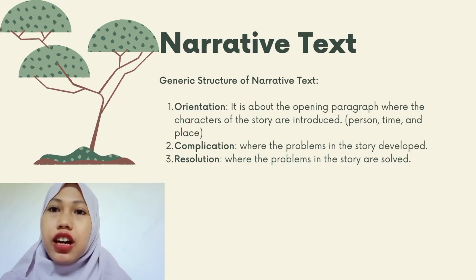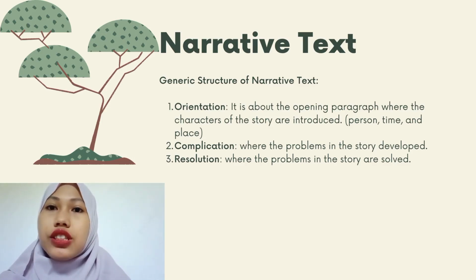Generic structure of narrative text. First is orientation. It is the opening paragraph where the characters of the story are introduced, like person, time, and place. The second is complication, where the problem in the story is developed. And the last is resolution, where the problem in the story is solved.